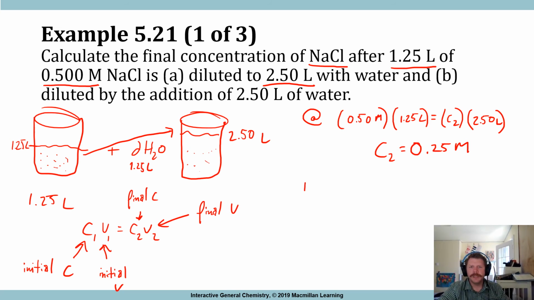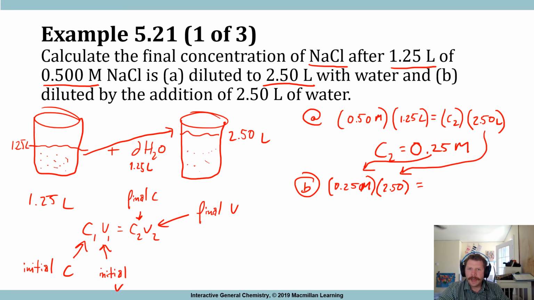Now question B, diluted by the addition of 2.50 liters. This is a continuation of that problem. We have 0.25 molar times 2.50 liters, and I'm getting this from our final concentration and final volume from part A, which are now our initial concentration and initial volume.